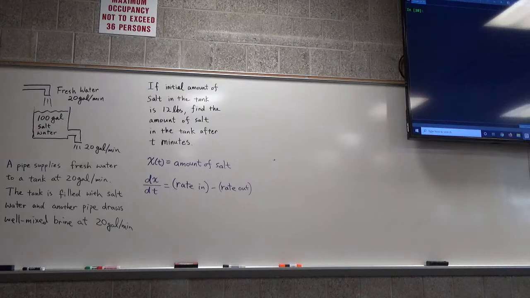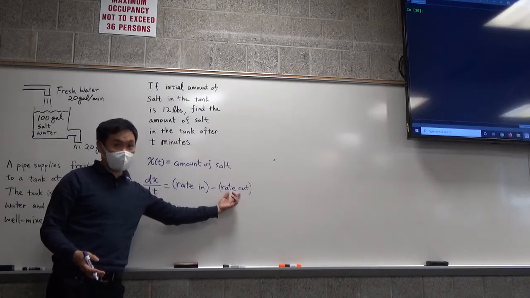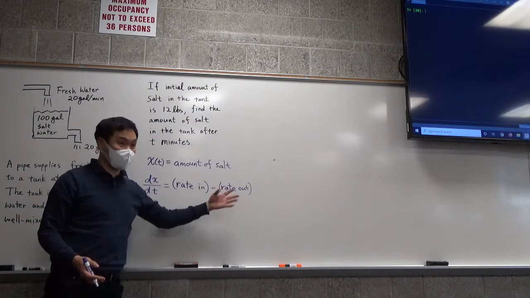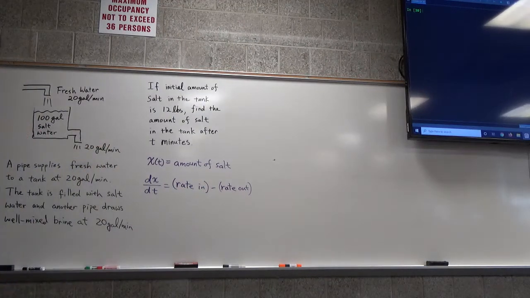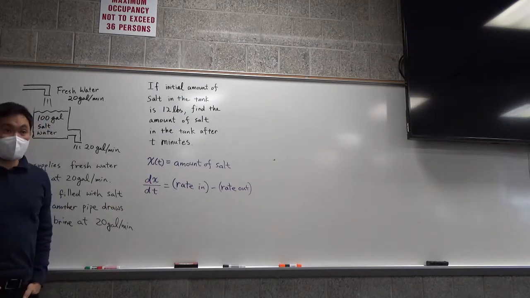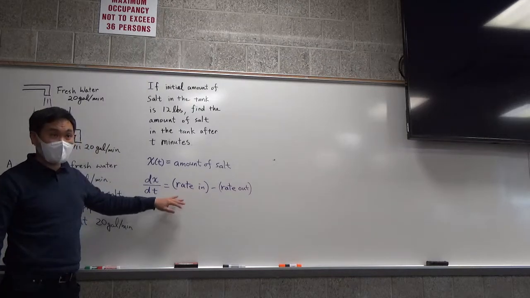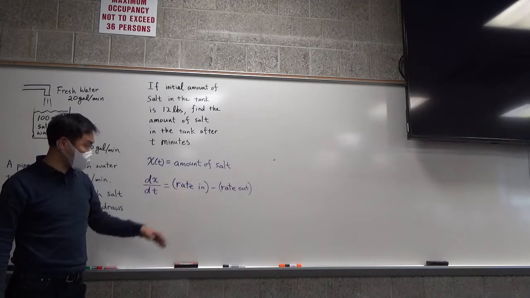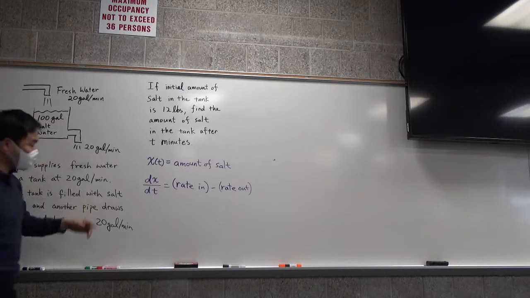If you know how much salt it's taking in, and if you know how much salt it's giving out, then the difference of those two rates should give you the rate of change of the salt in the tank. So that's the more generic form that we'll make use of when we have more than one tank, or when we do the two tanks. But in this case, there's no salt coming in because the fresh water is being added, right? So the rate in is 0.